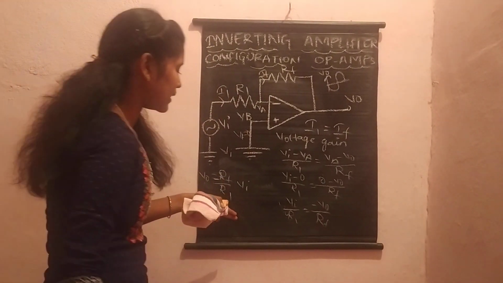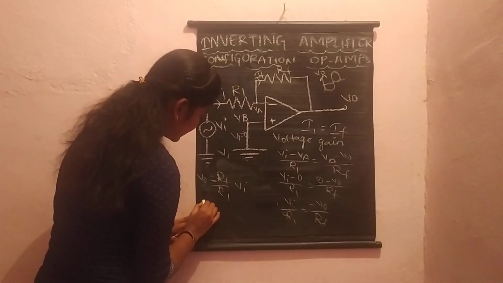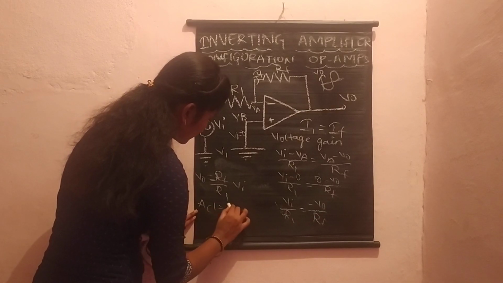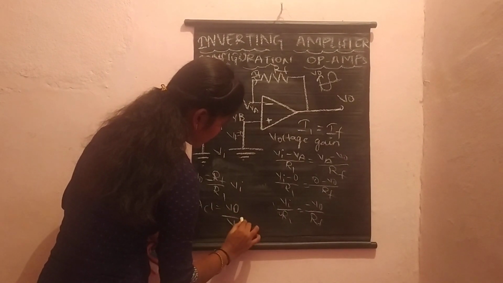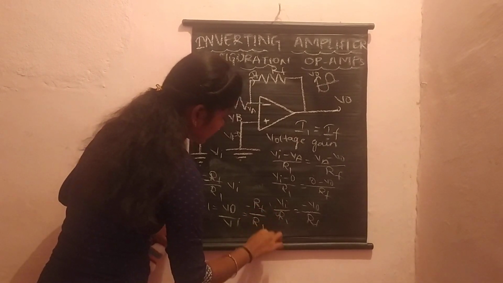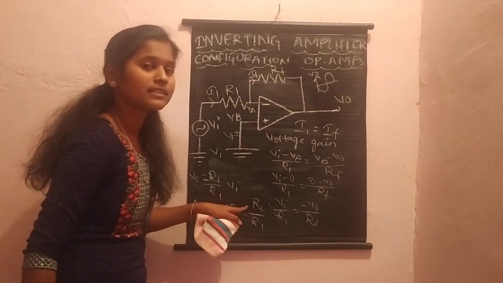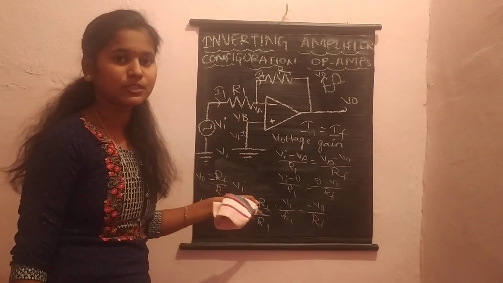And coming to the gain, that is the voltage gain, that is ACL. ACL is equal to V0 by VI is equal to minus RF by R1. Here the minus symbol indicates that the output is inverted as compared to the input signal.